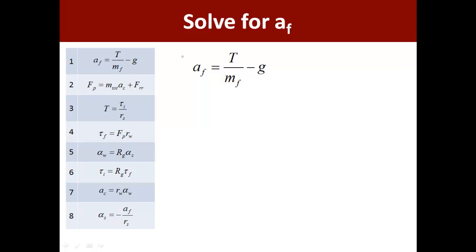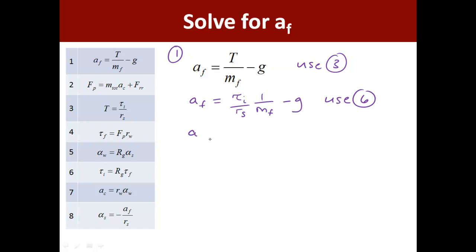So we're starting with equation 1. This is equation 1 here. And it has an unknown in it, t, that we need to get rid of. And so we're going to use equation 3 to substitute in for the t. So we will have AF is equal to, instead of t, we're going to have tau sub I divided by r sub s times 1 over mf from the original equation minus g. Now the unknown in our equation is tau sub I, so we can use equation 6 to substitute something in for tau sub I. So we'll use 6.